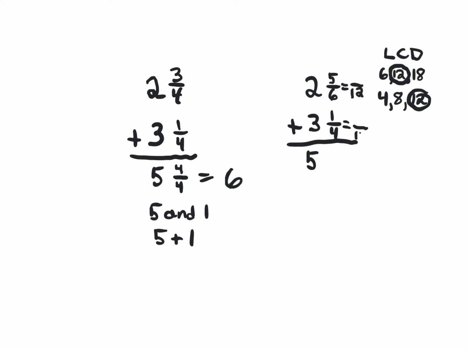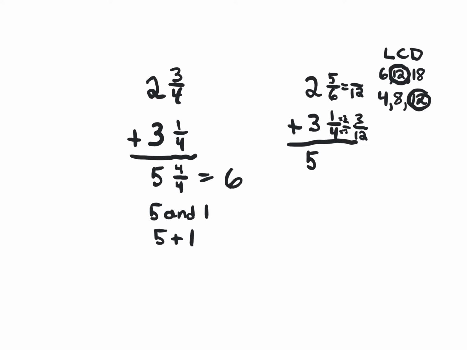So now we gotta think about those makeup artists. Let's start with this bottom fraction. So how do we get from 4 to 12? Well, I know 4 times 3 equals 12. And whatever you do to the bottom, you got to do to the top. So 1 times 3 is 3. So that means 1/4 is the same as 3/12.